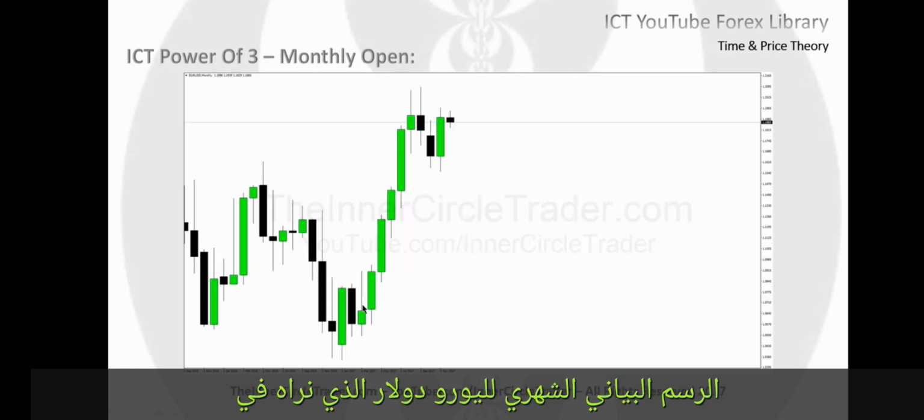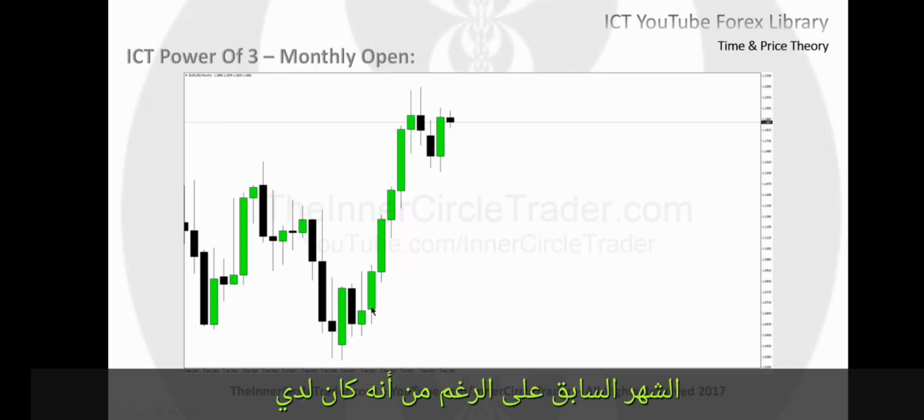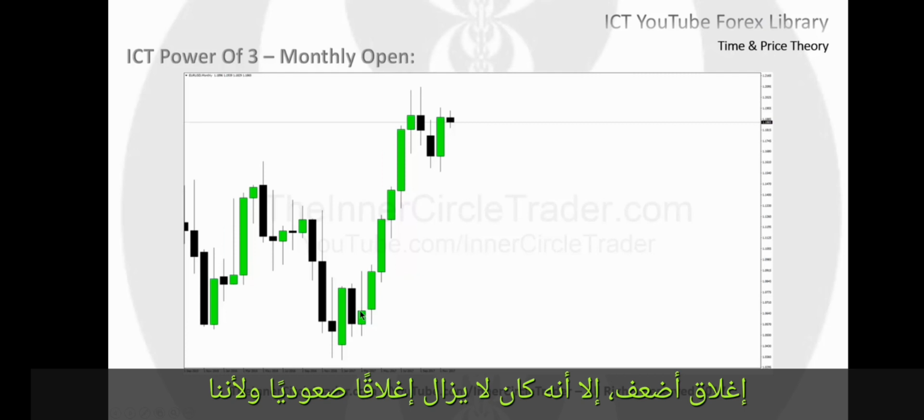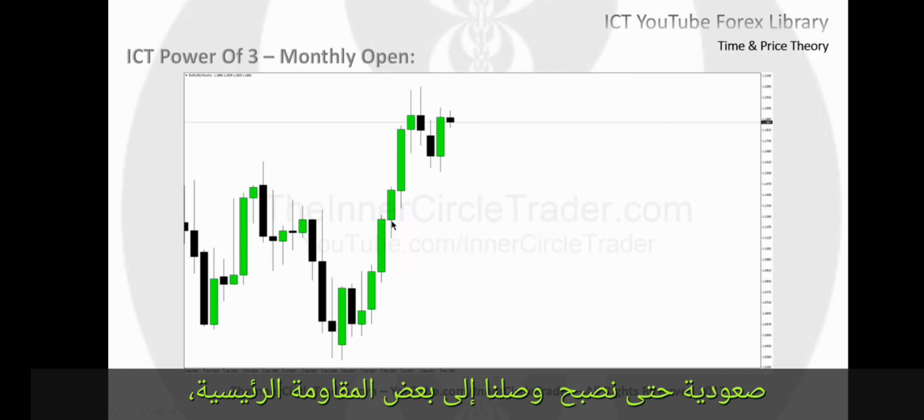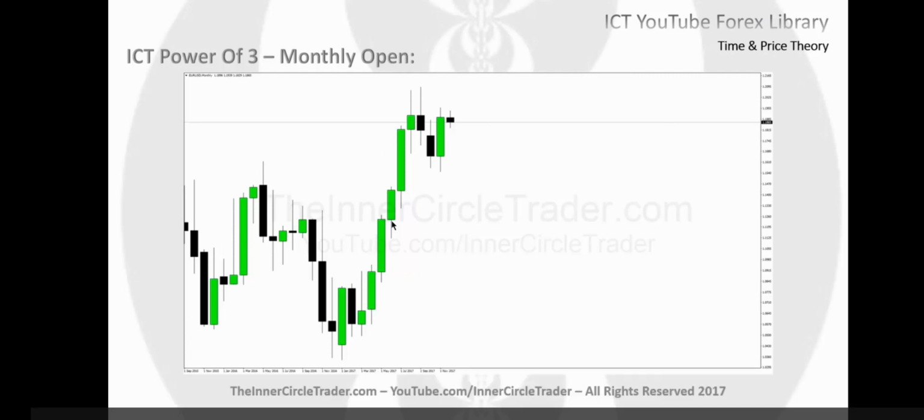We see the previous month, even though it had a weaker close, it still was an up close. And because we broke the swing pattern for a swing low to be valid, every subsequent candle should be viewed as bullish until we get to some key resistance.